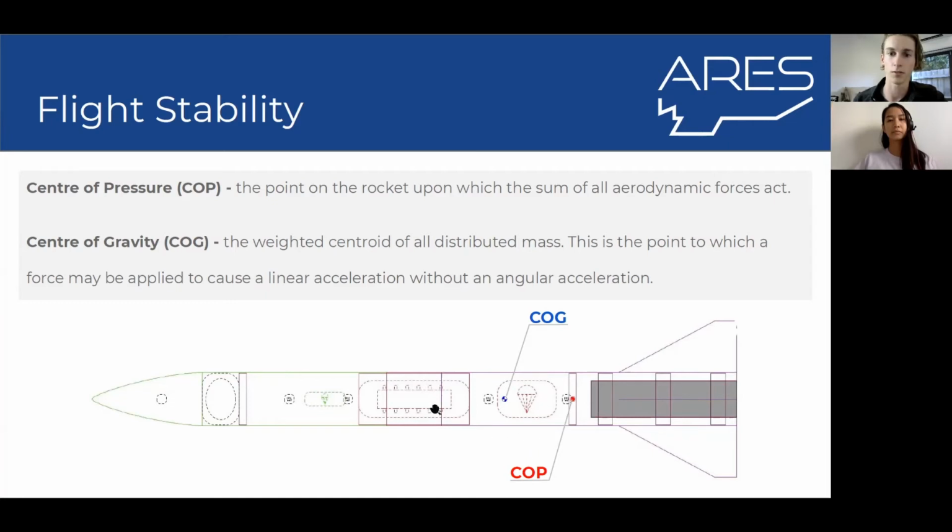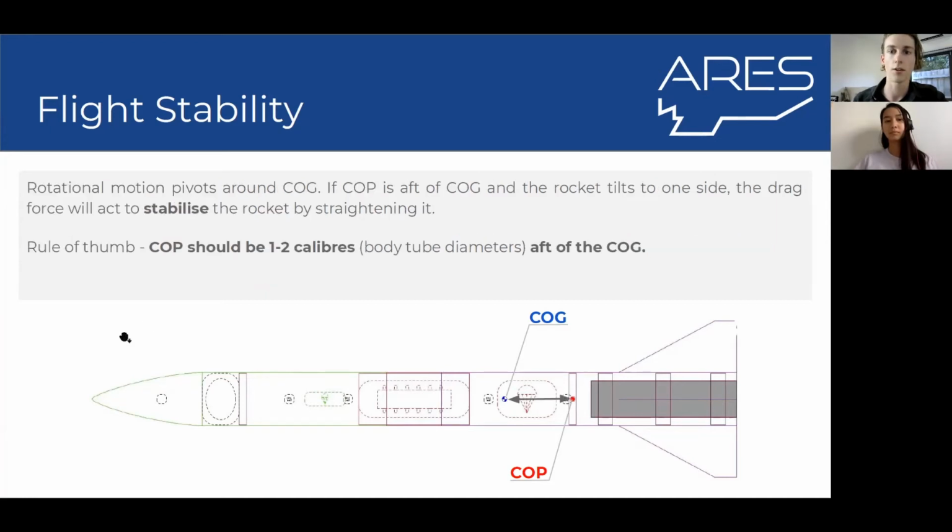Whereas if the pressure force was applied in front of the center of gravity, then that's just going to make that slight misalignment even worse, which is going to cause the rocket to spiral out of control. So a general rule of thumb is that the center of pressure should be 1 to 2 calibers aft of the center of gravity. In English, that means it should be 1 to 2 diameters behind the center of gravity, okay? And that's really important for stabilizing the rocket.